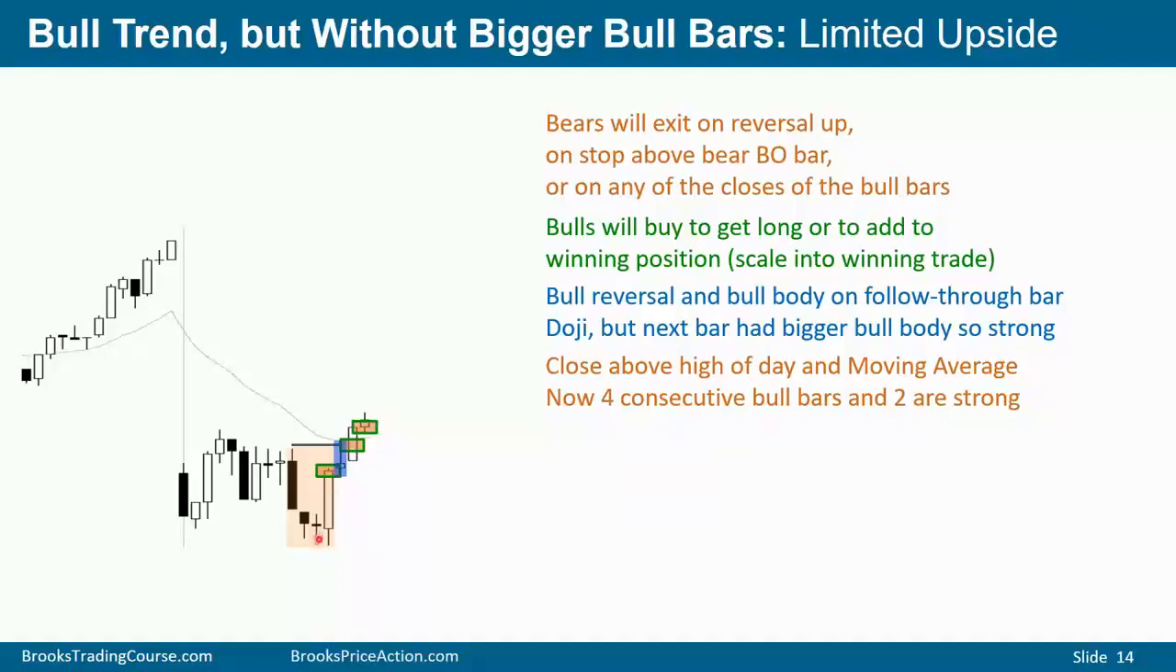Here we have 4 consecutive bull bars, 2 closes at a new high of the day, 2 closes above the moving average, and 2 decent-sized bull bars closing on their highs. The market's always in long, probably by the close of this bar. It's easier, therefore, to make money looking to buy. The stop for any of these buys is below the bottom of this bull reversal.